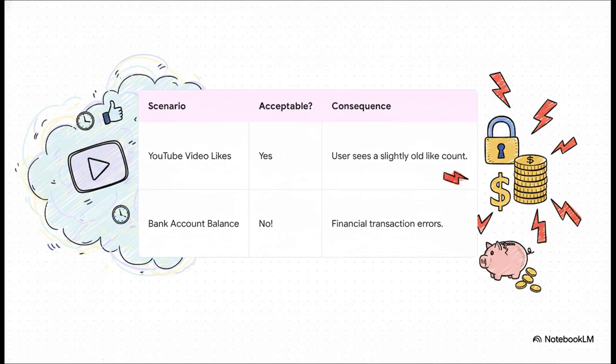Is it okay for the like count on a YouTube video to be a few seconds out of date? Yeah, probably. The consequence is basically 0. But what about your bank account balance? Absolutely not. You cannot have stale data when it comes to financial transactions. The consequences there could be catastrophic.